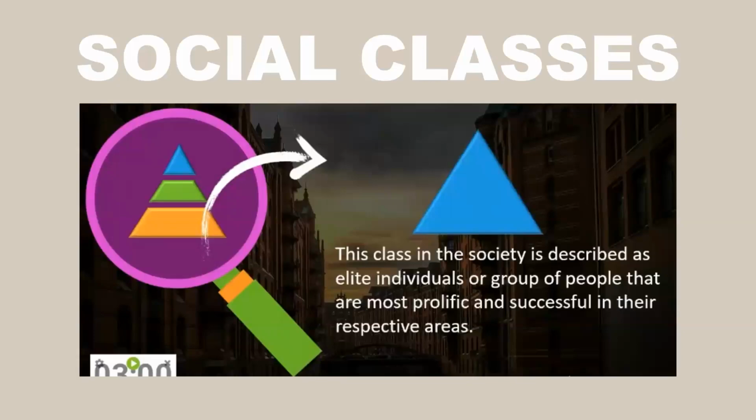Okay? Next. This class is the societies described as elite individuals or group of people that are most prolific and successful in their respective areas. The upper stratum. So basically, ito yung mga individuals that mayroong annual income na umaabot ng million, okay, or 500,000 a month, a year, okay, billion. Yan. Example nga, sila Kris Aquino, sila Manny Villar, ayan, nasa upper class sila.